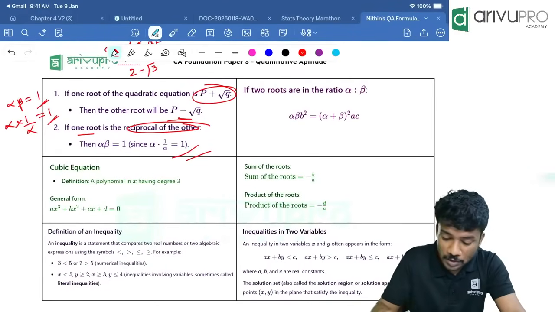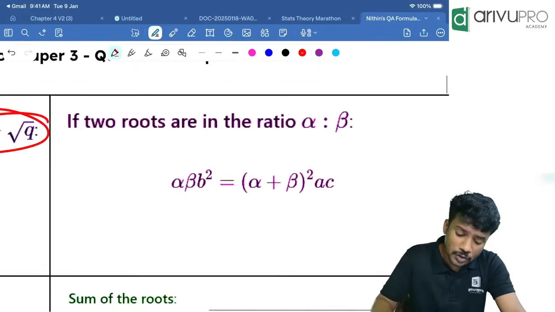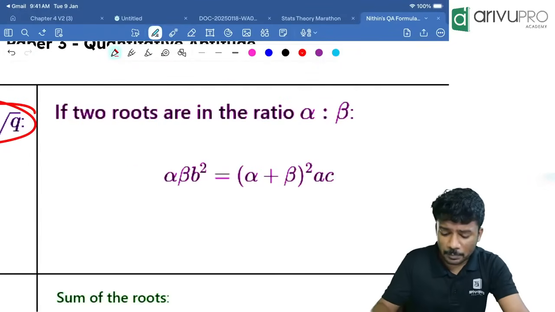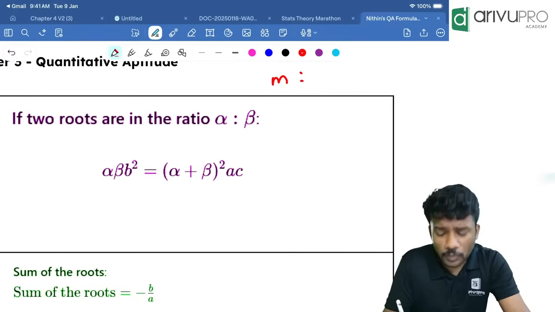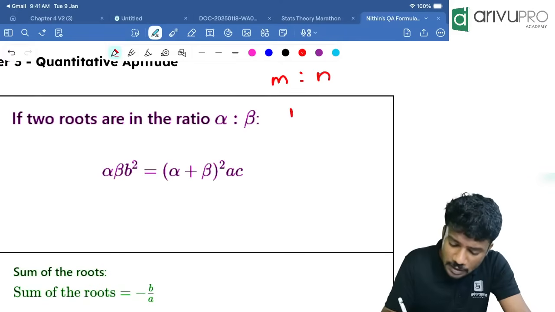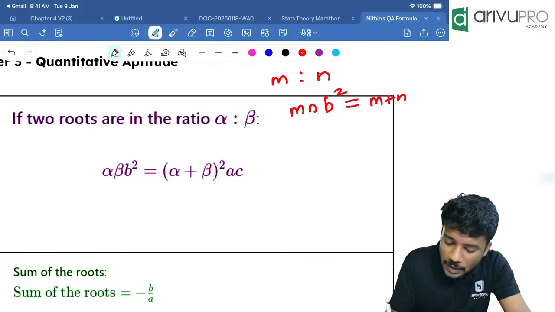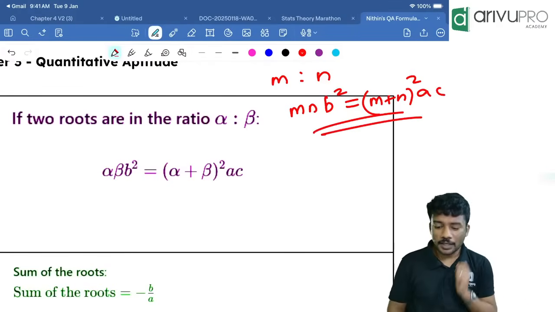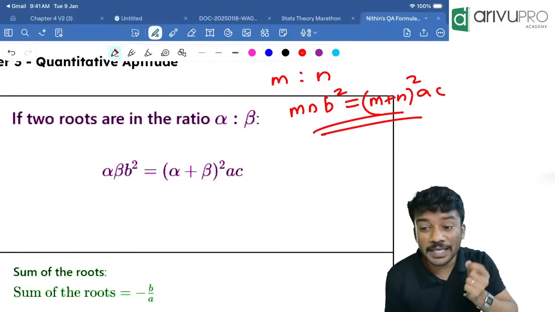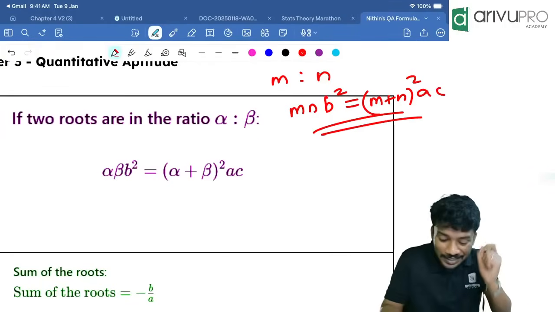Then cubic equations, we are coming to that, but before that, if two roots are in the ratio alpha and beta, we can write this way. So for example, I am writing two roots are in the ratio m is to n. Then I can write m into n b square is equal to m plus n the whole square into ac. Remember it this way.